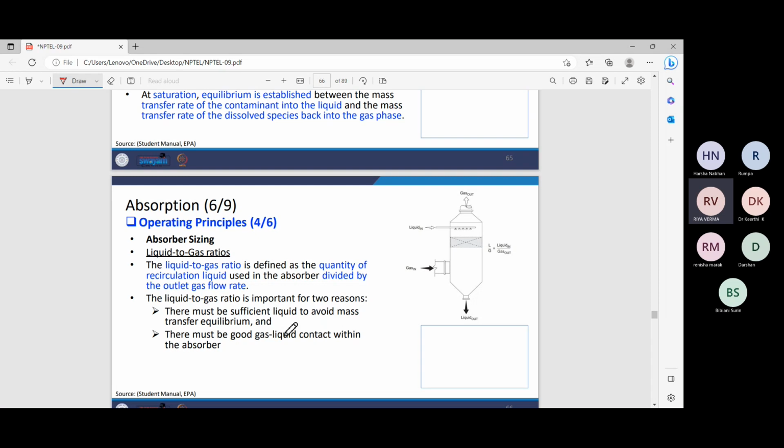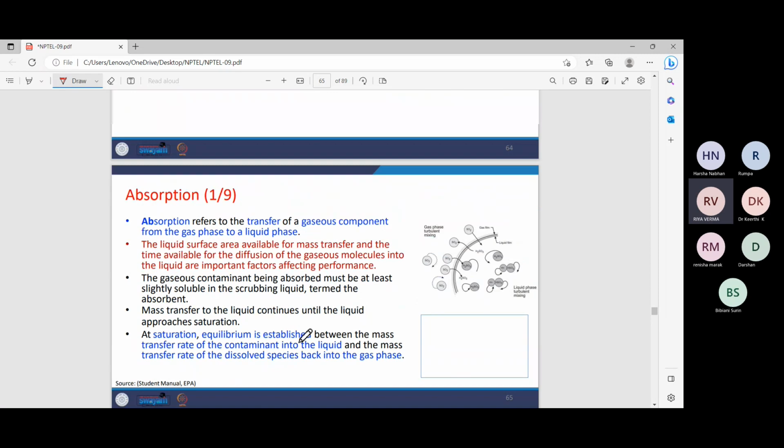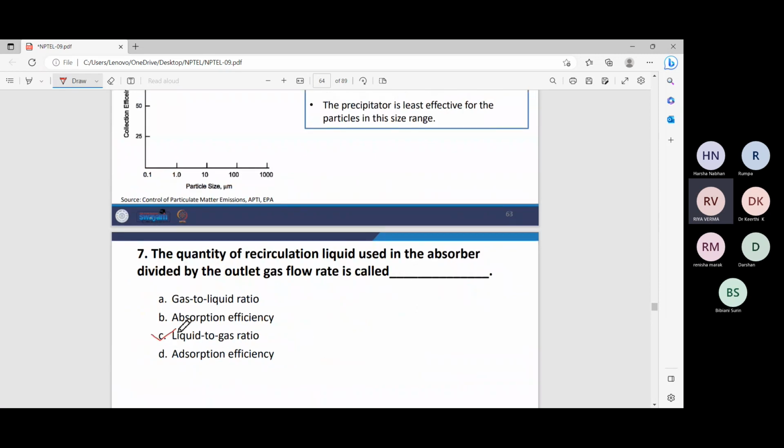This is your liquid to gas ratio, and it is important for two reasons. First, there must be sufficient liquid so that mass transfer equilibrium can be avoided, and there must be good gas-liquid contact within the absorber. So this is your liquid to gas ratio.